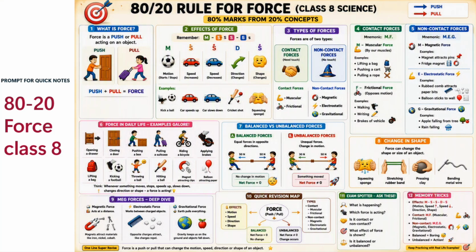What is the 80-20 rule for any topic? The 80-20 rule means: help me prepare for my exam in a way that I score 80% marks from just 20% of the concepts. What is the most important part of this, right? All you need to write is 80-20, topic and class. That's about it. You don't believe me? I created this using Copilot with just three words.